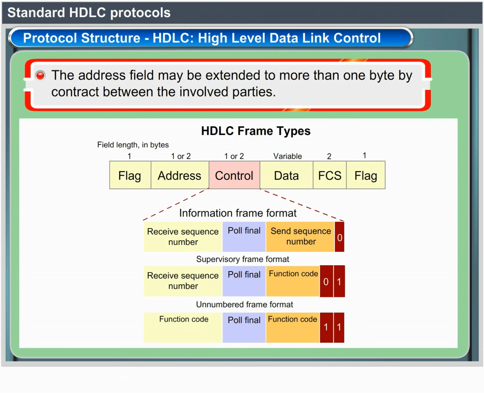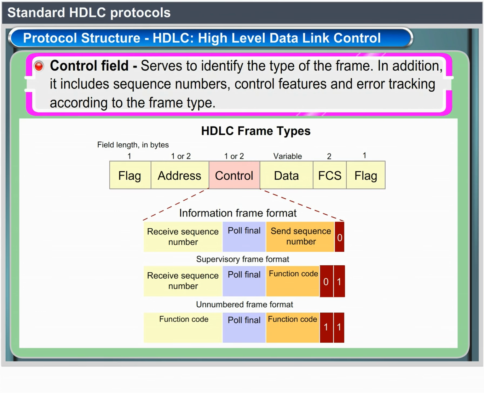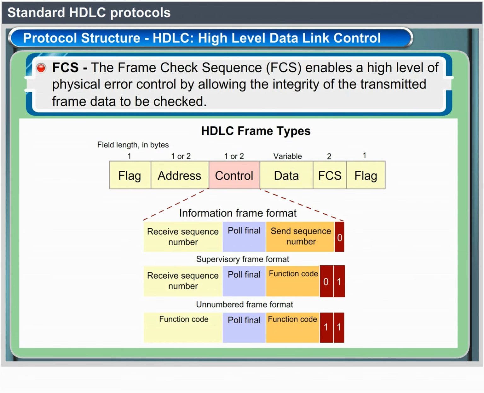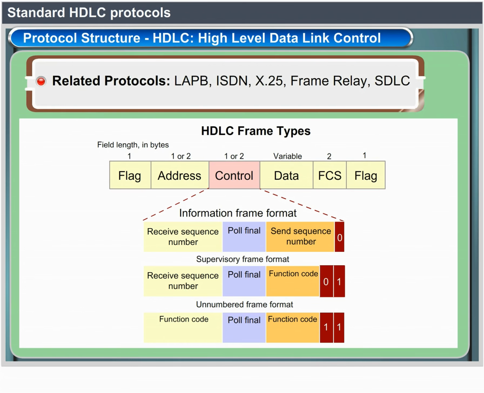Control field serves to identify the type of the frame. In addition, it includes sequence numbers, control features, and other tracking according to the frame type. FCS. The frame check sequence, or FCS, enables a high level of physical error control by allowing the integrity of the transmitted frame data to be checked. Related protocols: LAPB, ISDN, X.25, Frame Relay, SDLC.